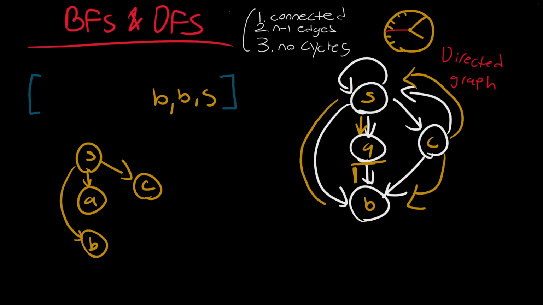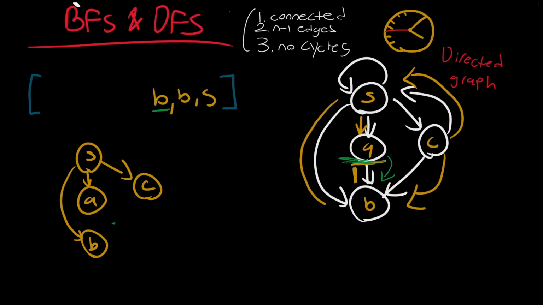We're going to evaluate this B. This B came from our A, and it's talking about this edge right here. What type of edge is this?